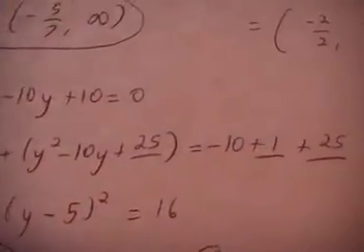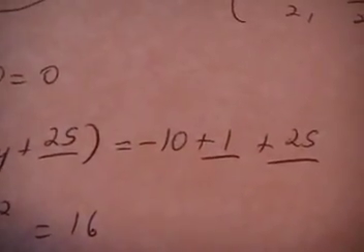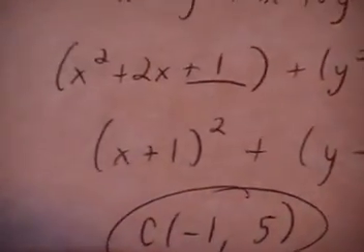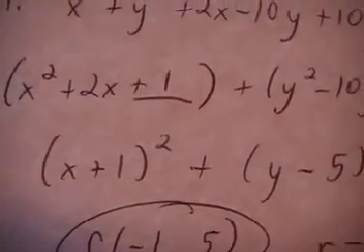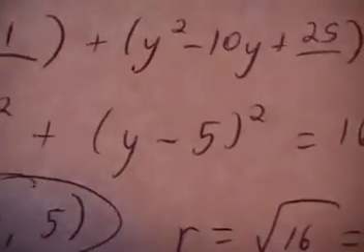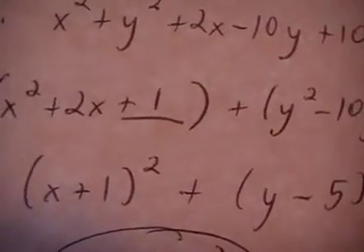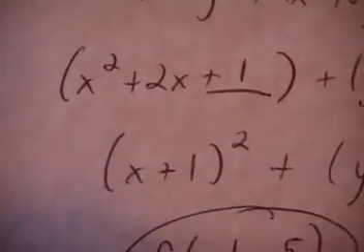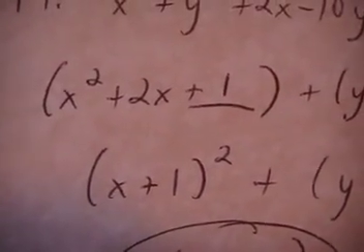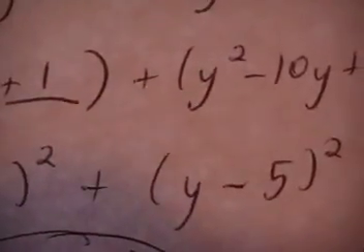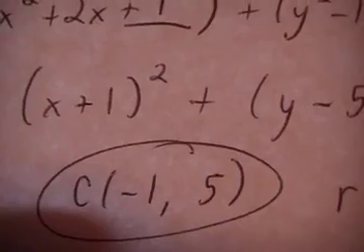And then you add all these together. Negative 10 plus 1 plus 25 adds up to 16. This is the center radius form when you have x plus something squared plus y minus something squared equals something. When it's in this form, you can see the center and the radius. The center is the opposite of each number in parentheses. The opposite of positive 1 is negative 1. The opposite of negative 5 is positive 5.